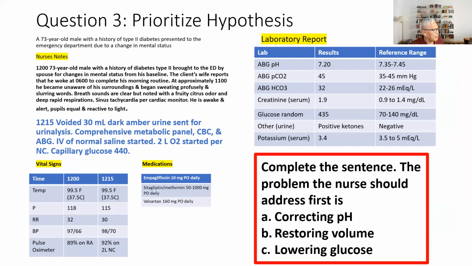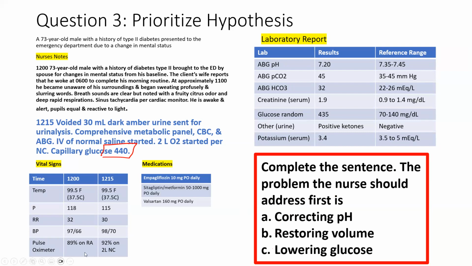So at 12:15, he voided 30 mLs of dark amber urine, sent for urinalysis, comprehensive metabolic panel, CBC and ABG. IV started, 2 liters O2 started per nasal cannula. The capillary glucose is now 440. Okay. Complete the sentence. The problem the nurse should address first is A, correcting the pH, B, restoring volume, or C, lowering the glucose. Do you remember the acronym?